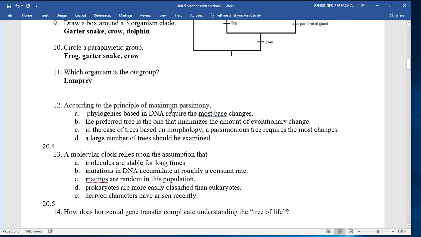Number 12, then, according to the principle of maximum parsimony, A, phylogenies based on DNA require the most base changes. B, the preferred tree is the one that minimizes the amount of evolutionary change. C, in the case of trees based on morphology, a parsimonious tree requires the most changes. Or D, a large number of trees should be examined. Remember, the principle of maximum parsimony is that the simplest answer is the best answer. So this mouse is totally drifting. So the answer for this one is going to be that the preferred tree is the one that minimizes the amount of evolutionary change. So it should be B.